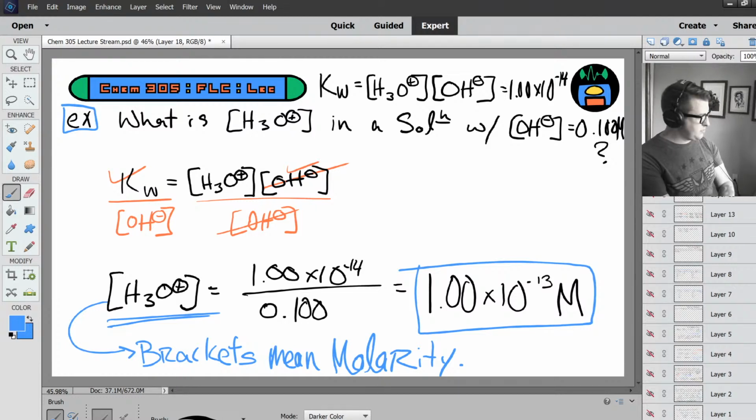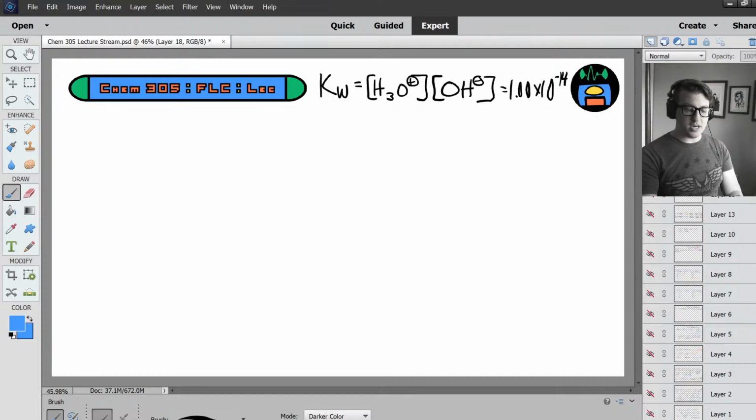All right, so there's one example where we can use the water ionization constant to solve a problem. But that one was fairly straightforward. Let's do one that's a little on the harder side.